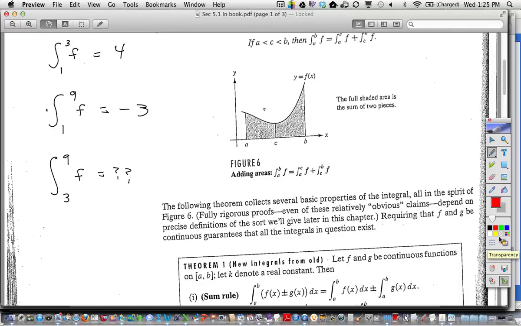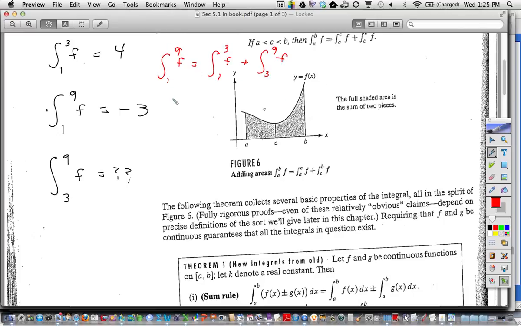Well, okay. Here's how I would do this. First, I would look at which one's the whole area. The 1 to 9. So that's got to be the A and the B, right? So the area from 1 to 9 has got to equal the area from 1 to 3 plus the area from 3 to 9. Doesn't that make sense? The area from 1 to 3 plus the area from 3 to 9 has got to equal the area from 1 to 9. And now you just put it in like a little equation.